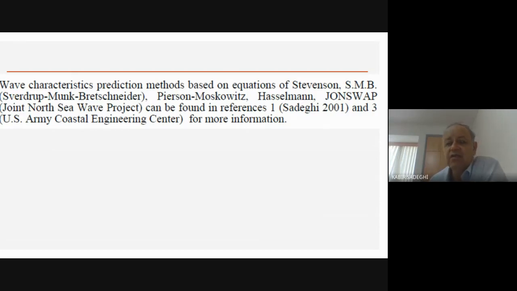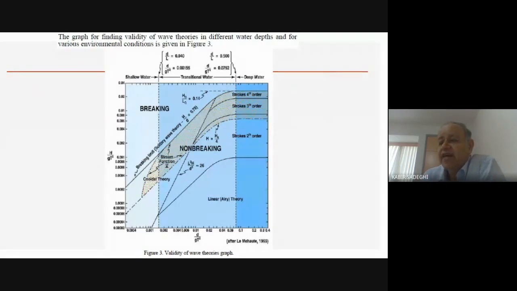In the next slide, you see the validity of different wave theories for different conditions. What is the wave height? What is, for example, the water depth? And consider them, and we use the validity of the wave theory. The graph for finding validity of wave theories in different water depths and for various environmental conditions is given in this figure. This graph was prepared by Le Méhauté in 1969.